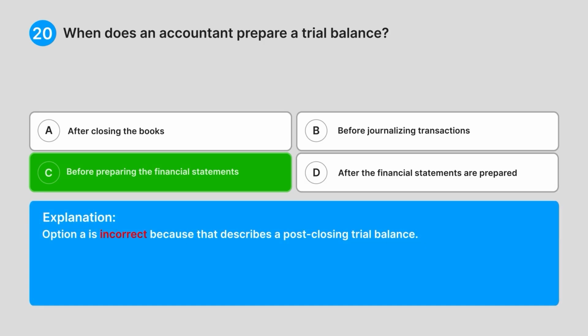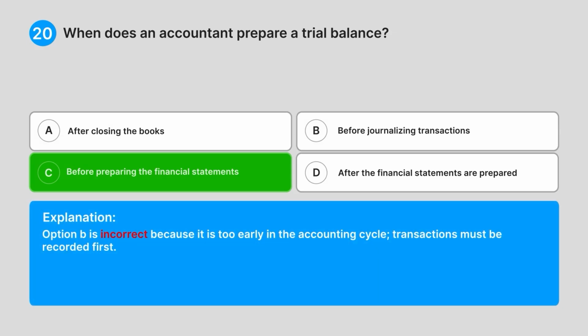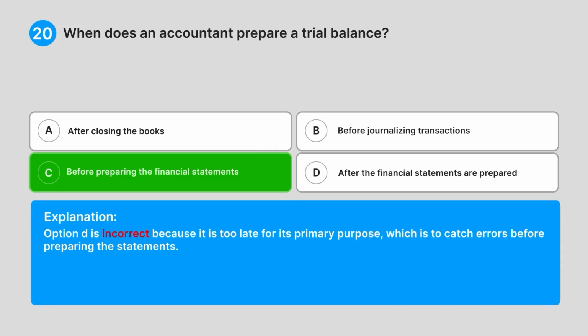Option A is incorrect because that describes a post-closing trial balance. Option B is incorrect because it is too early in the accounting cycle. Transactions must be recorded first. Option D is incorrect because it is too late for its primary purpose, which is to catch errors before preparing the statements.